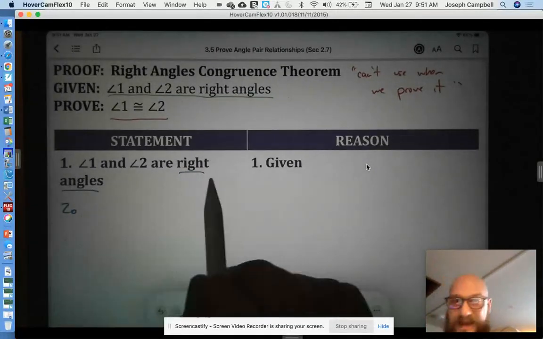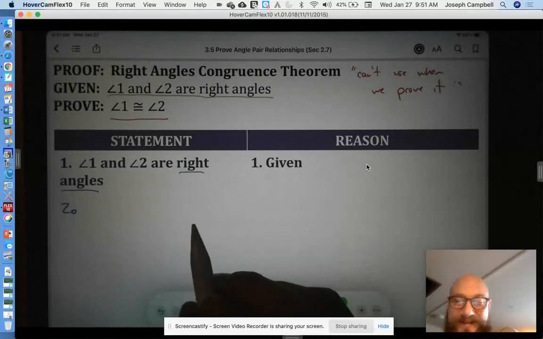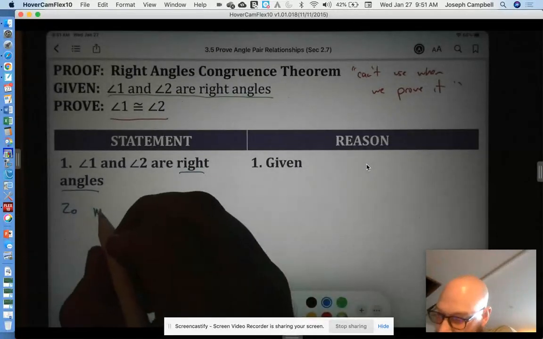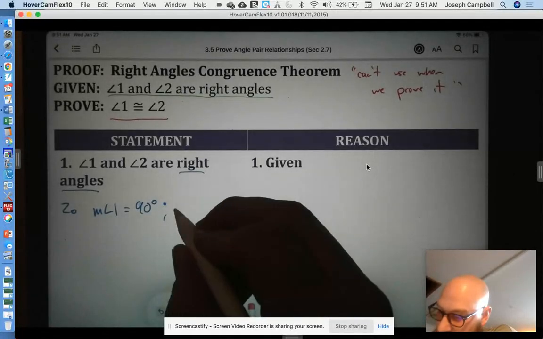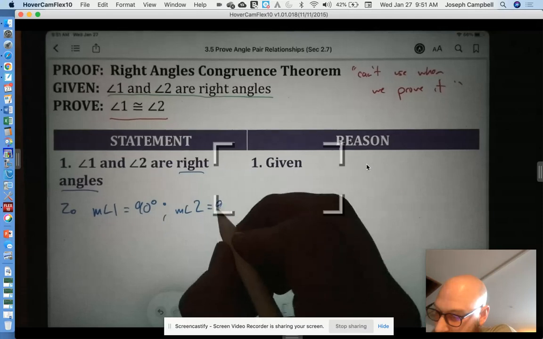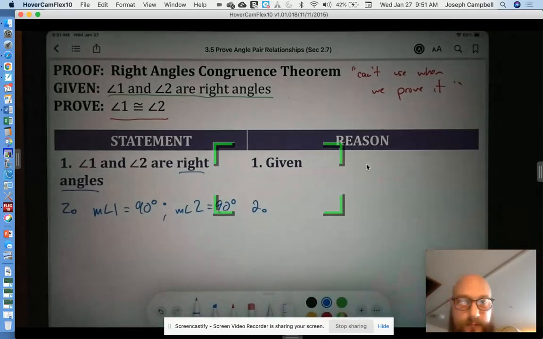What does it mean to be right? It means to be equal to 90 degrees. So we could write the measure of angle 1 is equal to 90 degrees. And I can see that the measure of angle 2 is equal to 90 degrees, right? How did I know that?